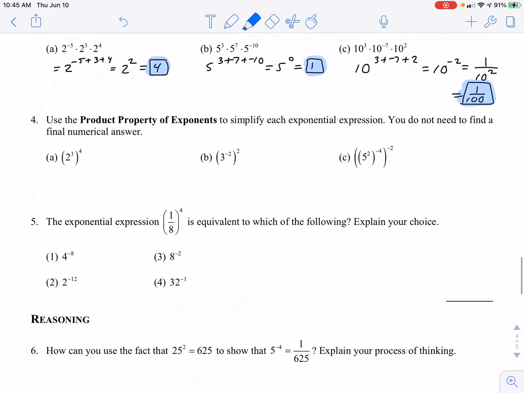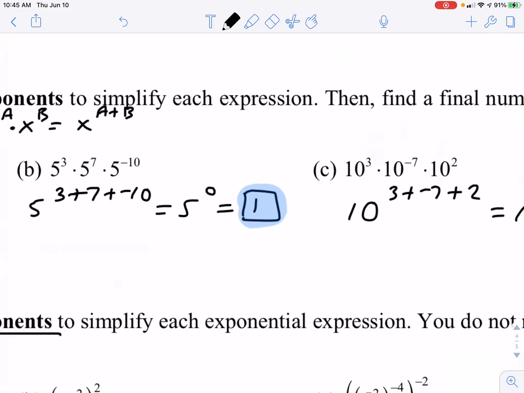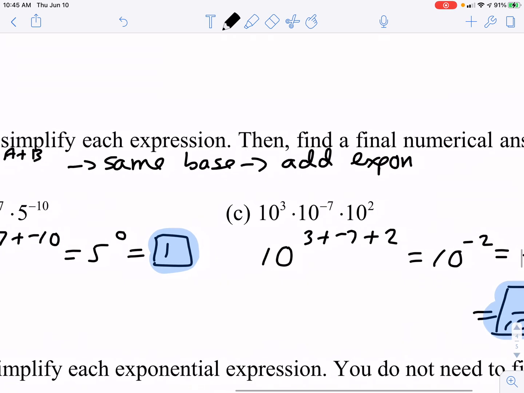In number 4, we're going to use the product property of exponents. So the addition property of exponents: we add the exponents if we have the same base. So same base, add exponents. That's the addition property.